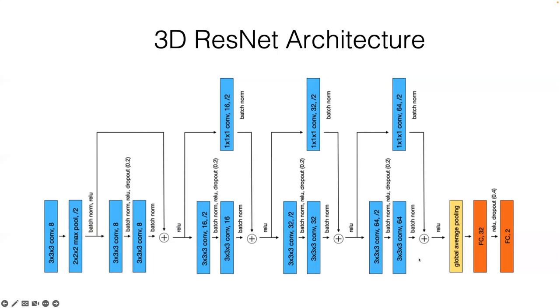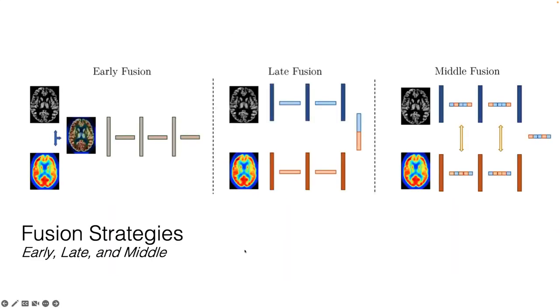Again, this is the baseline architecture that they use for all of the experiments and studies testing the effect of MRI and PET scans. So here I'm going to talk about the fusion strategies that the paper mentions. We have early, late, and middle.